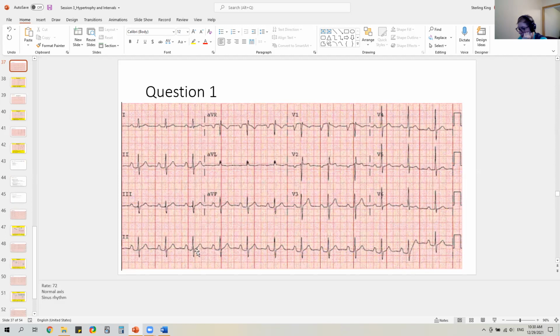Intervals. The P, so let's find where the P links up. Here's pretty good. So it's kind of borderline. You can see it's like 0.2. I'd still say it's normal though, so normal PR. And then the QRS definitely looks normal, so normal QRS. And then the QT, that's less than half, so normal QT.